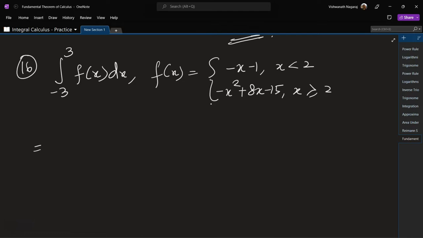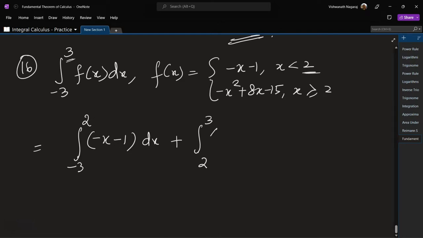Okay, again pretty straightforward. Minus 3 to 3 we are given the interval, but within that there is a separate function when x is less than 2. So let's split this. So minus 3 to 2, and so this would be minus x minus 1 dx, right? Then plus integral from 2 to 3, now here it will be minus x square plus 8x minus 15 dx.